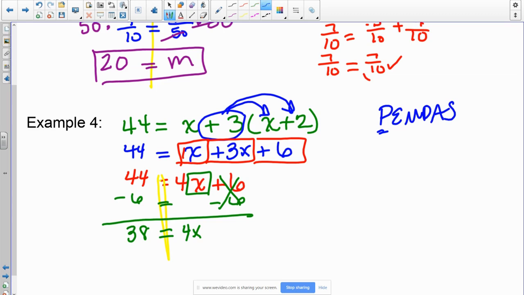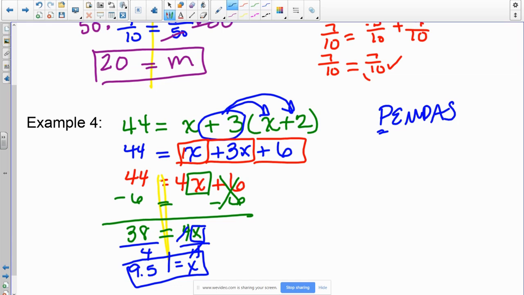And I'm almost done with my equation because I only have one more number that's bugging the x, which is a 4. Again, remember 4x is multiplication, 4 times x. The inverse would be to divide by 4. And this becomes 1x because 4 divided by 4 is 1x, and 38 divided by 4 is 9.5. So the value of x, or my unknown value of x, was 9.5.